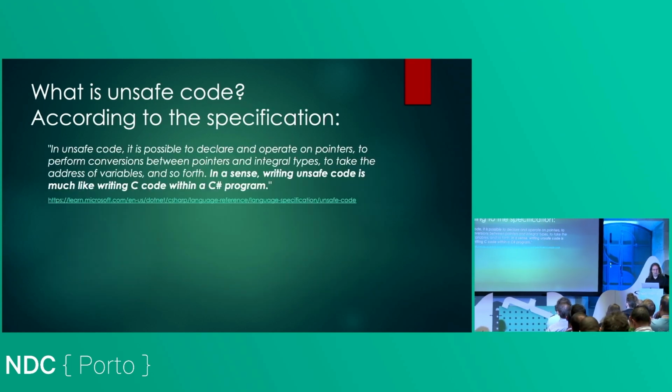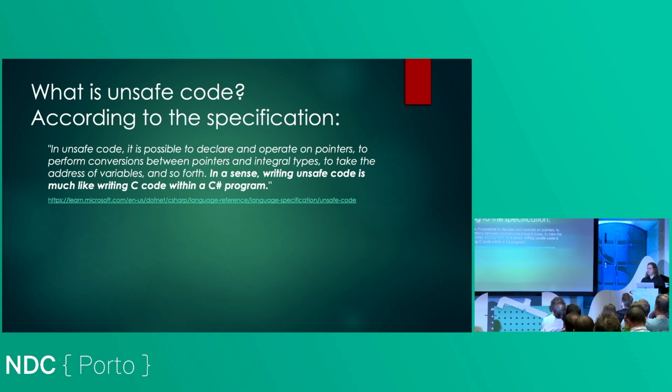Now, what does the specification say? It kind of says the same thing, but in more elaborate, nicer terms. So it talks about that we now can declare and operate on pointers, and we can convert pointers to ints and so forth. The last sentence of this little paragraph is interesting, though. It says, in a sense, writing unsafe code is much like writing C code within a C# program.